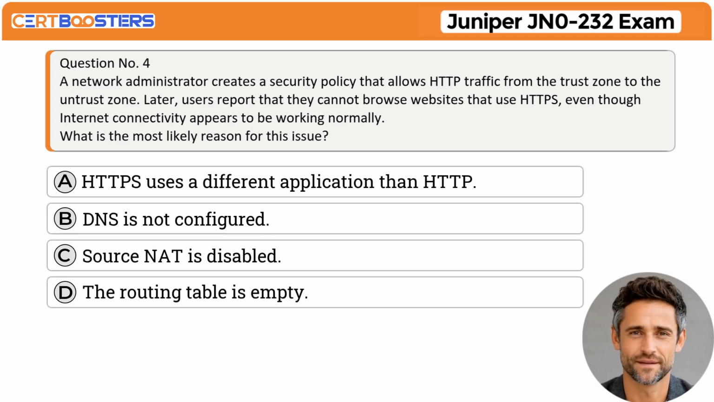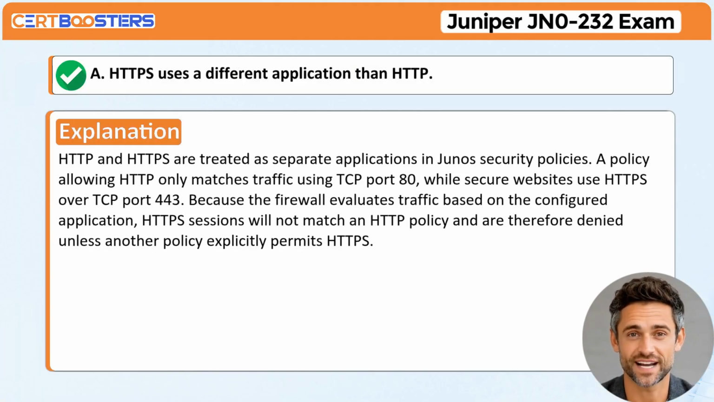Question number 4. A network administrator creates a security policy that allows HTTP traffic from the trust zone to the untrust zone. Later, users report that they cannot browse websites that use HTTPS, even though internet connectivity appears to be working normally. What is the most likely reason for this issue? A. HTTPS uses a different application than HTTP. B. DNS is not configured. C. Source NAT is disabled. D. The routing table is empty. Correct answer: A. HTTPS uses a different application than HTTP.